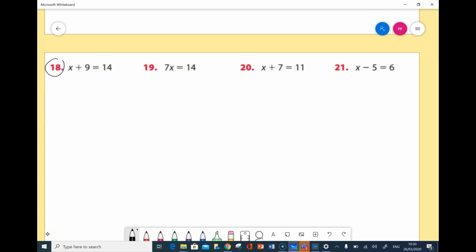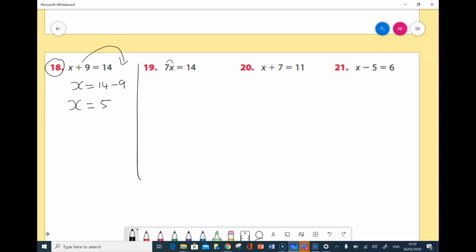Okay, here we have question 18. So I've got x plus 9 equals 14. So here I want the x on its own. So this 9 is plus 9. So when it comes over, it becomes minus 9. So x equals 14 minus 9. So x, 14 take 9 is 5.